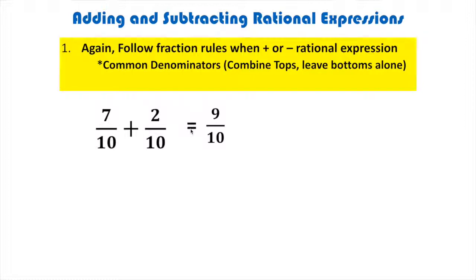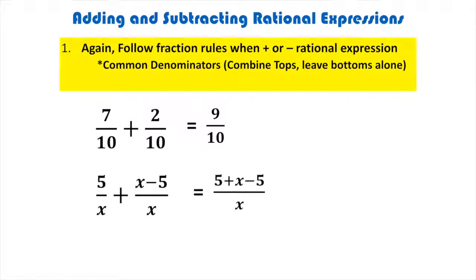Well, the same is true with rational expressions. The only difference with rational expressions is that we have a variable there. So let's look at this one. These both have the same denominator. The bottom is the same on both of these two. So all we're going to do is add what's up top. So that will give me 5 plus x minus 5.